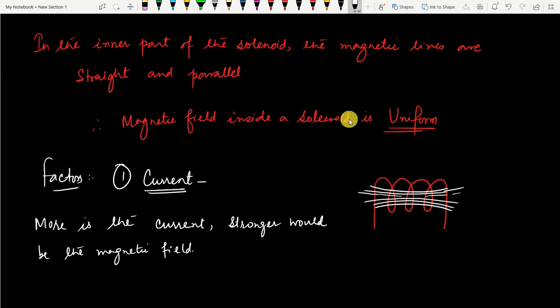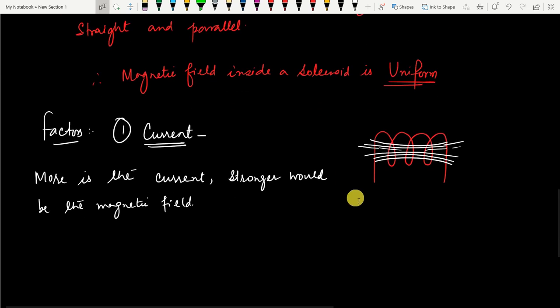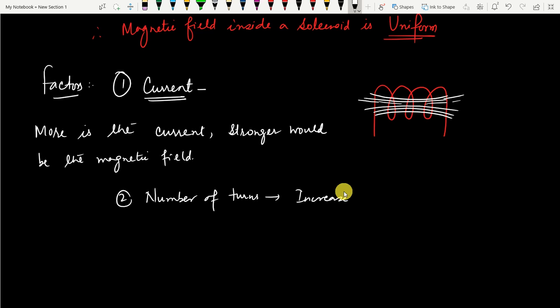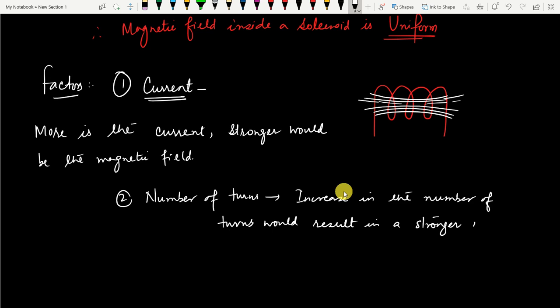What about the second factor? You can see that a solenoid is made of many turns of copper wire. So the second factor would be the number of turns. An increase in the number of turns would result in a stronger magnetic field.